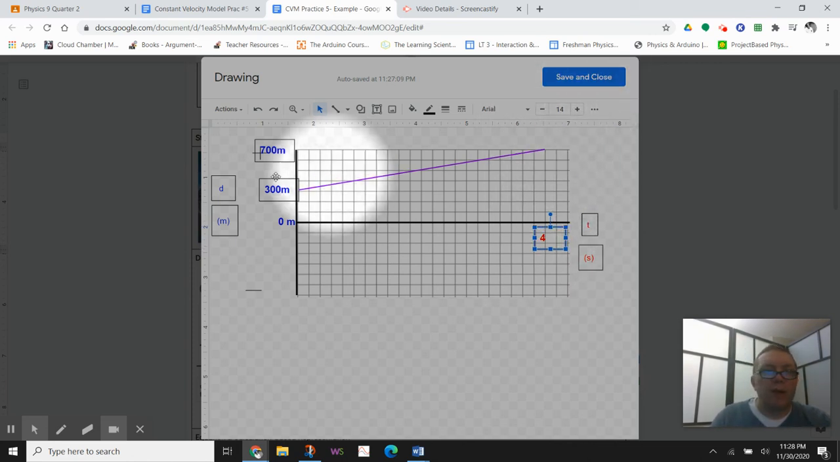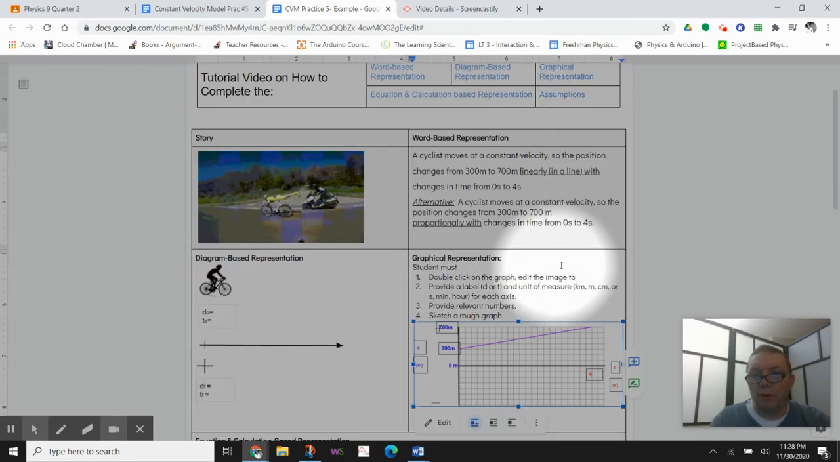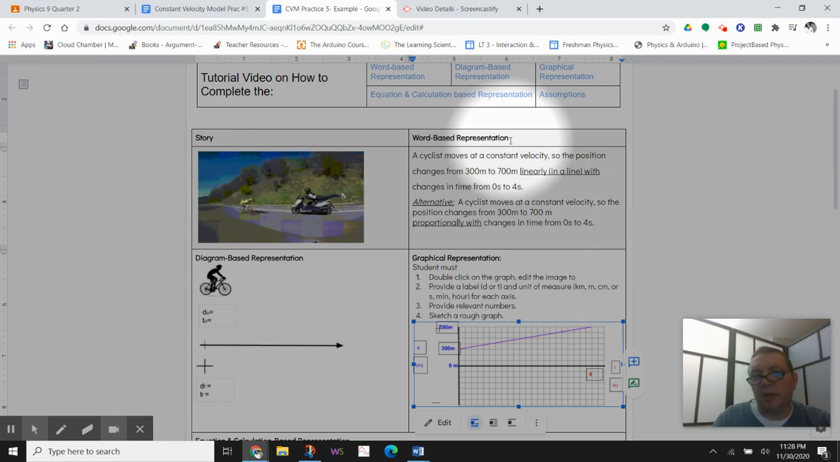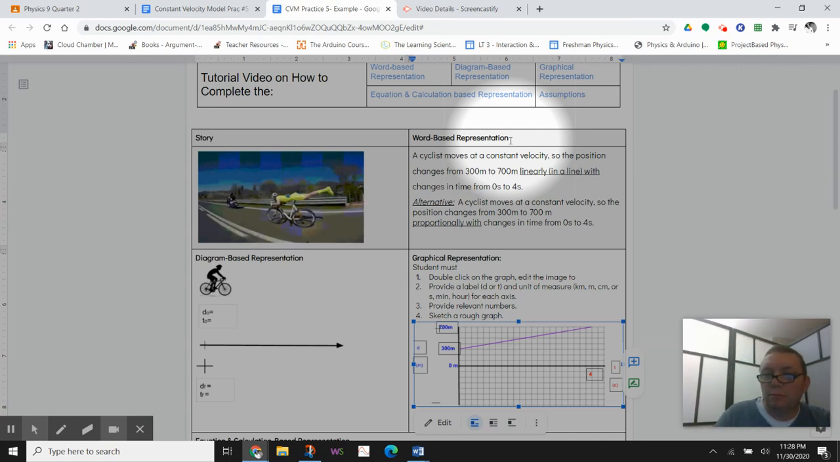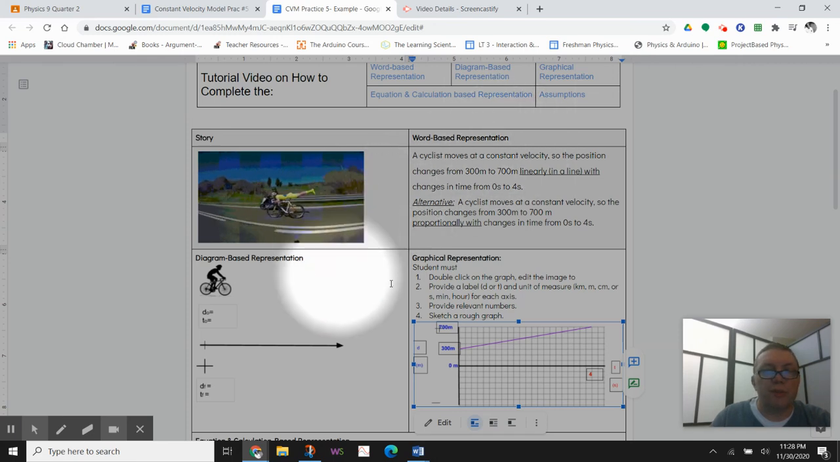And there, now I have my graph drawn, axes labeled, save and close, and there you go. Now I've taken care of the white section on this. That's how the position-time graphs go. There are additional videos for these other sections.